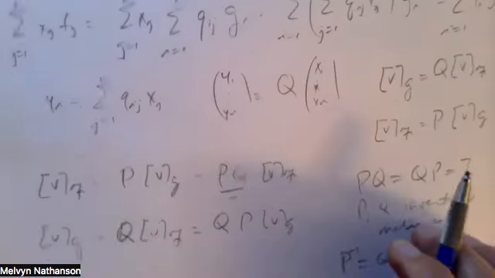And in fact, the converse is true. If you take any invertible matrix P, given any one basis, you can construct another basis for your vector space. Let's see how one does that.